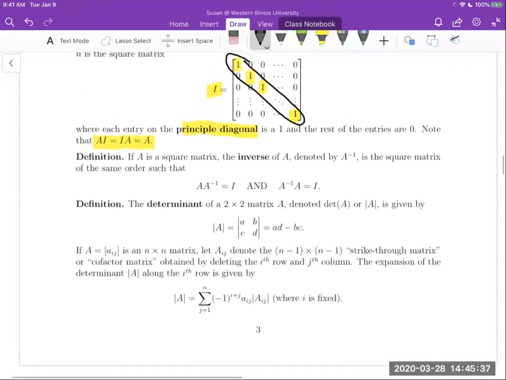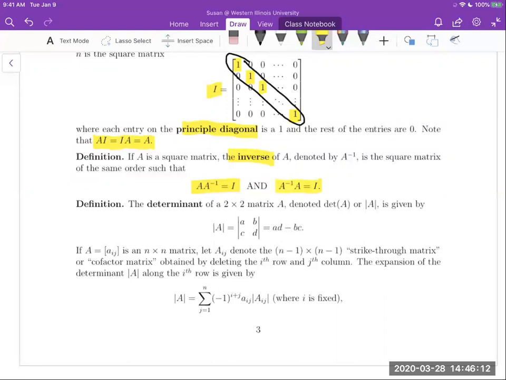We would also like to understand the inverse of a matrix. That is, if you have a matrix and you want to multiply it by some other matrix to get the identity matrix back out, how would you do that? And so that is the definition of the inverse. It means that if you multiply A inverse on the right by A and also on the left by A, you get that identity matrix back out, where the identity matrix is exactly what was defined up above: ones on the principal diagonal and zeros elsewhere.